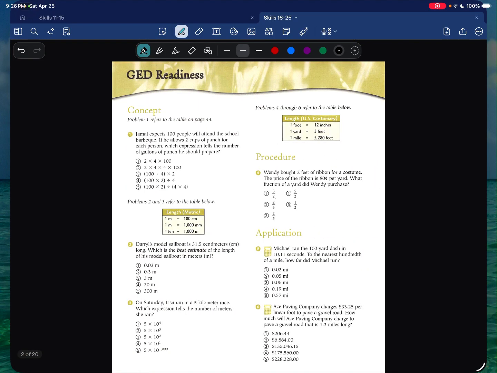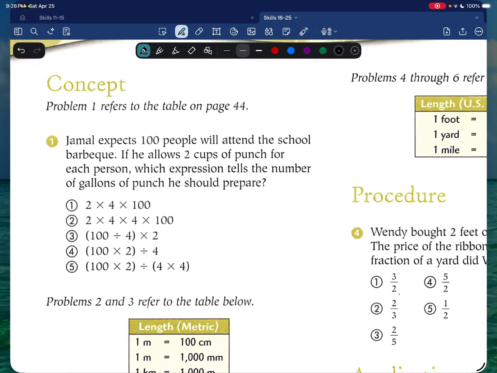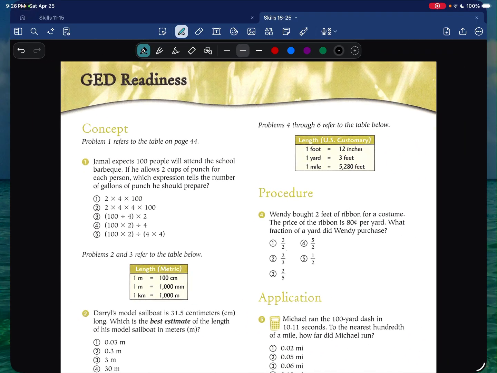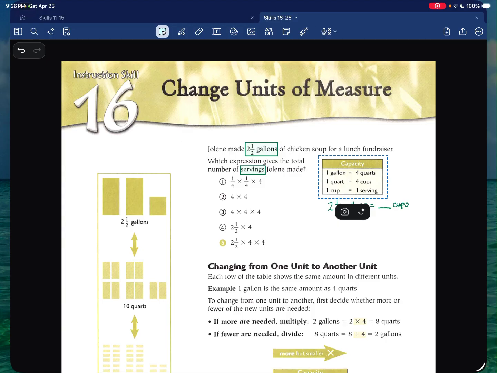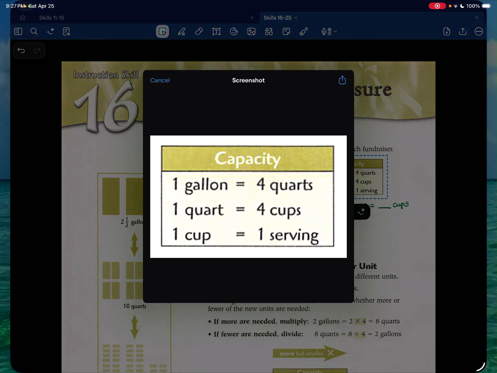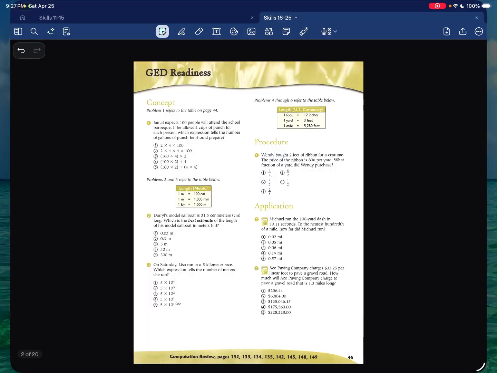All right, let's practice a little bit on page 45. And here is the first concept problem. Problem 1 refers to the table on page 44. So we need to look back to this table, and I will take a picture of it. Or you can think about your gallon man, if that analogy makes sense to you. Just helps you to visualize it in something that's familiar.